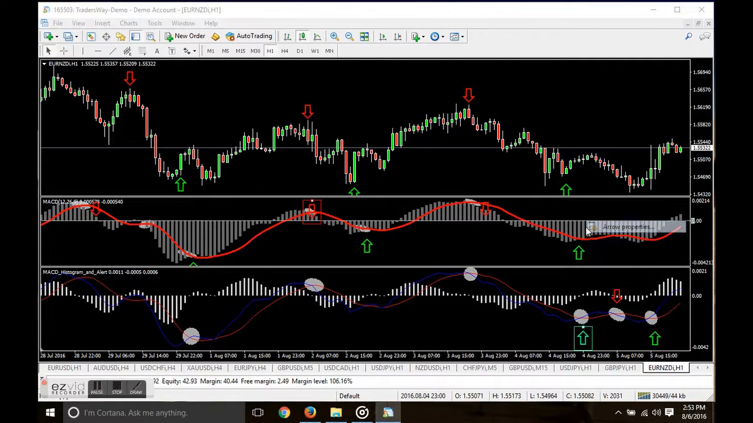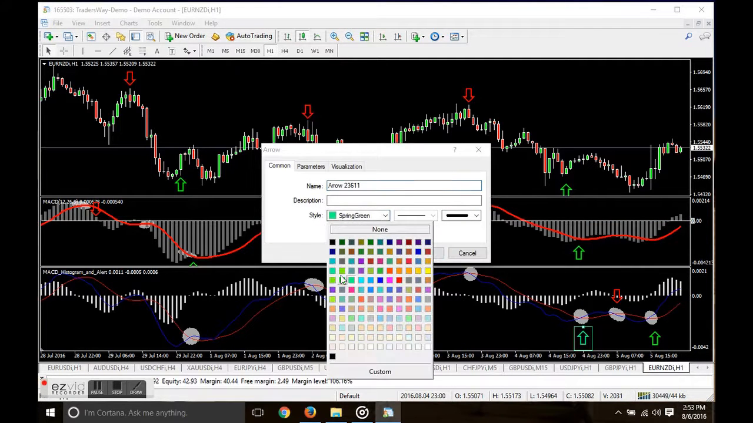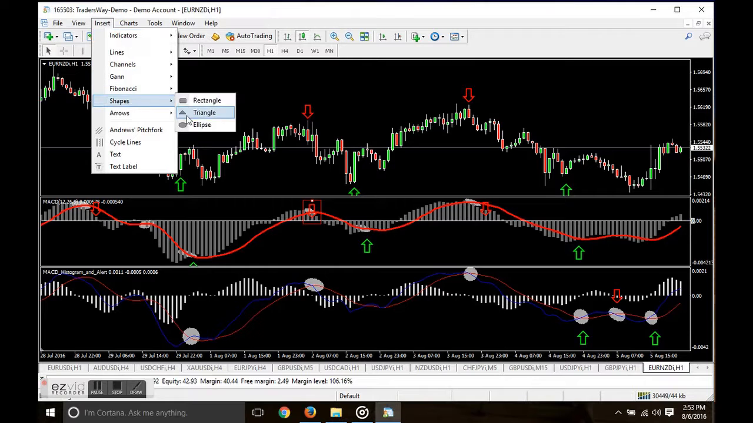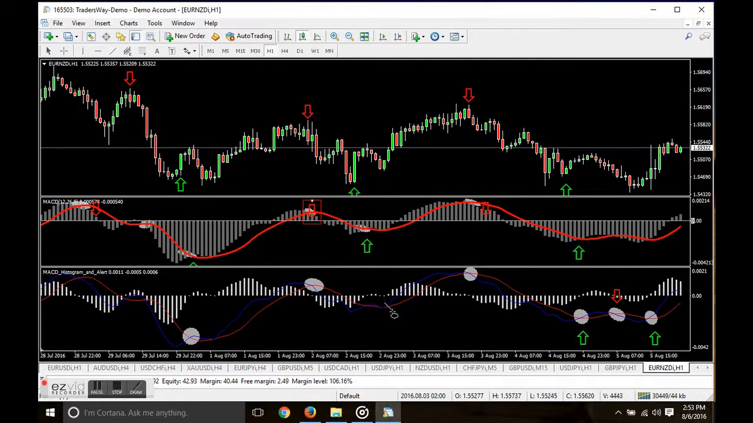Go ahead and change that color to the lime green, and there you go. This is how I use MACD. I don't use divergence because I don't see many divergences when I use MACD on the hourly chart. Go ahead and mark one more. I missed that one. Now you may see some divergence on the 15-minute chart or something lower than that, but I don't really trade on the 15-minute chart.